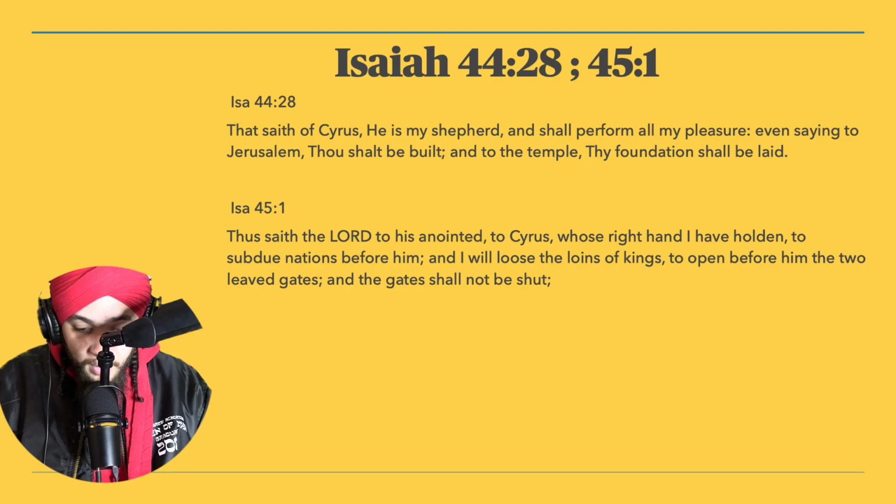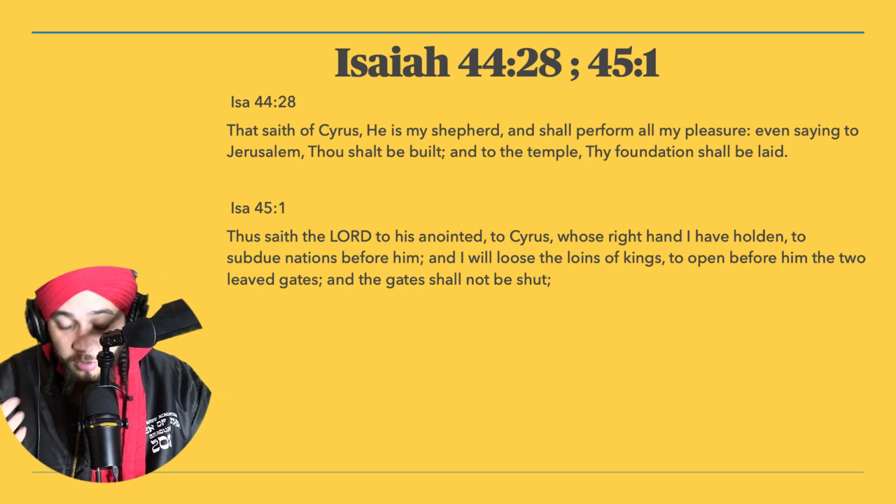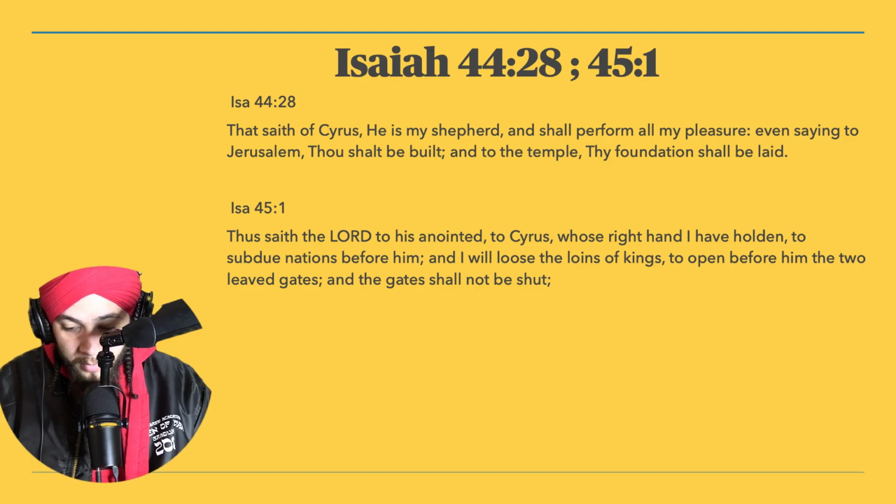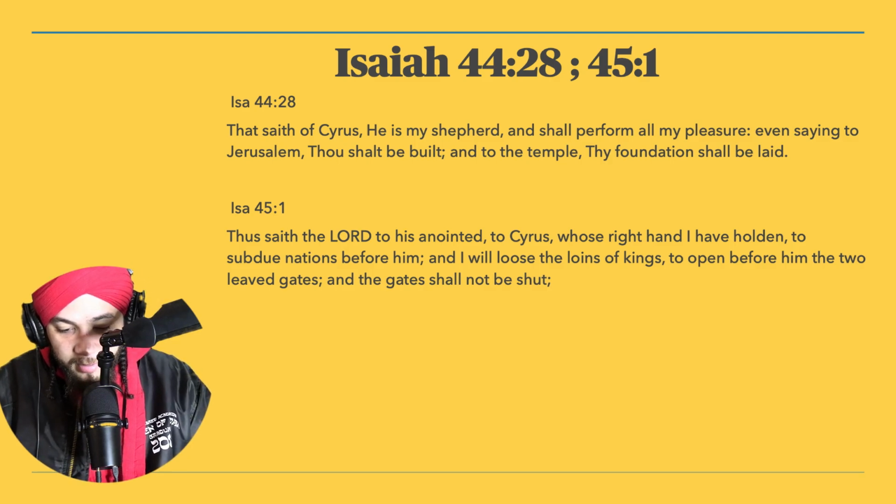Isaiah 45:1, thus saith the Lord to his anointed, to Cyrus. This is what Josephus is saying Cyrus read. Whose right hand I have holden, to subdue nations before him, and I will loose the loins of kings, to open before him the two-leaved gates, and the gates shall not be shut.